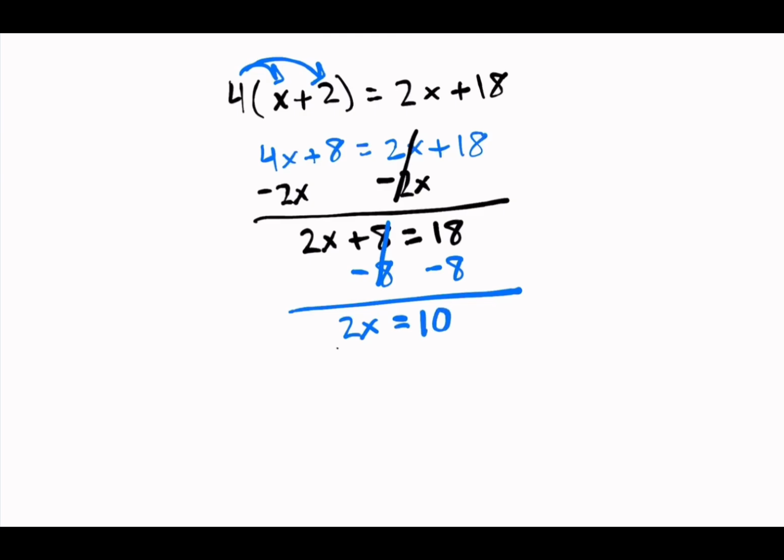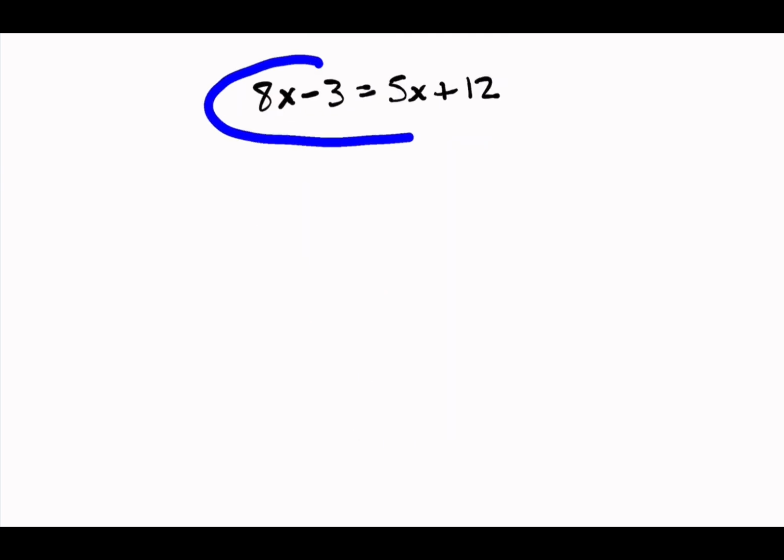Now I have one more step here in order to get x by itself. I need to divide each side by 2. So 2 divided by 2 equals 1. So I have 1x, or you can just write it as x, equals 10 divided by 2 equals 5. So therefore, x equals 5.